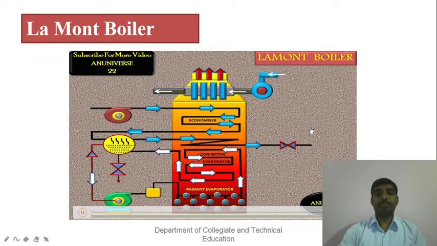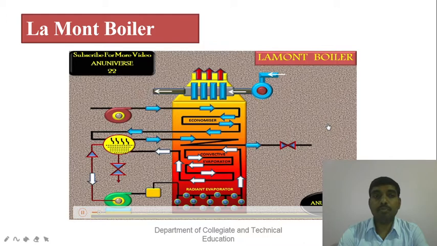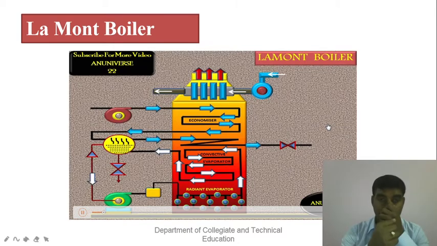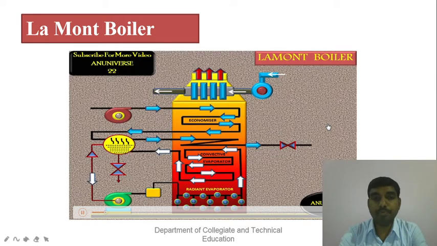Today we will discuss the Lamont boiler. Lamont boiler is a type of forced circulation high pressure water tube boiler. Walter Douglas Lamont introduced the concept of this forced circulation boiler in the year 1925, and Lamont was a Navy lieutenant commander and an engineer in the US Marine as well as a patriot.